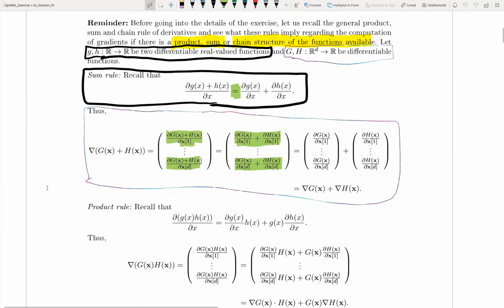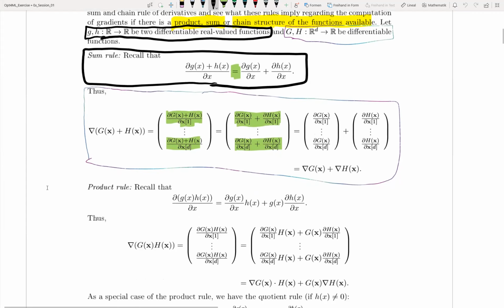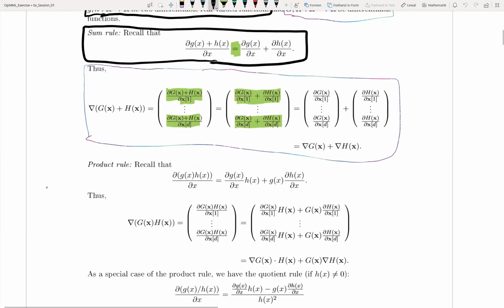All right, what about the product rule? You remember the product rule in the univariate case?